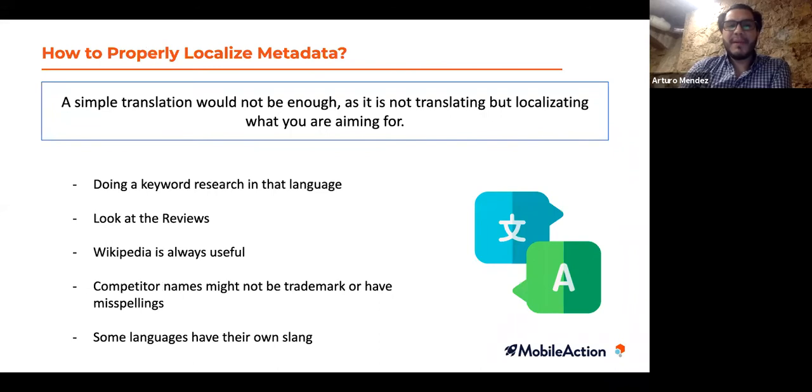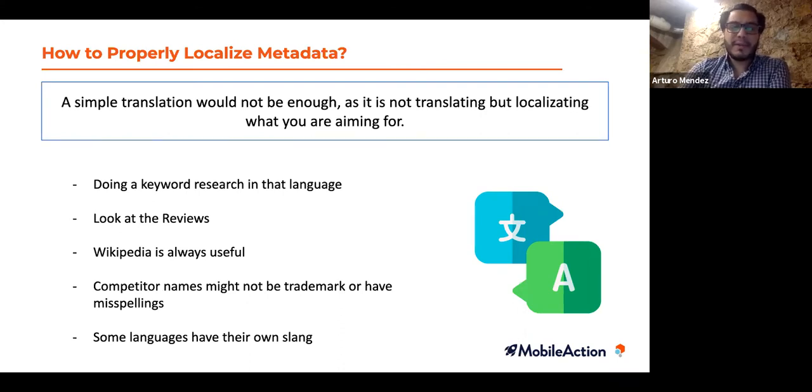So how to properly localize metadata: of course, always look at the data, and do the keyword search in the native language. Looking at the reviews is really important because then you have an insight into how users talk about this specific app and the keywords they use. I myself have found several important keywords by looking at the reviews and analyzing them, especially for games. So you have different types of keywords that you can utilize to further enhance the localization.